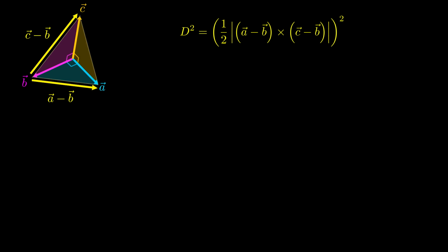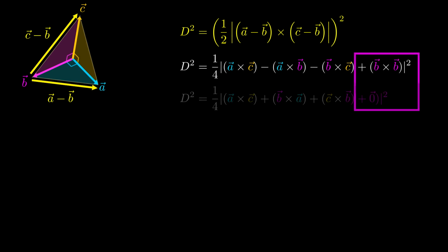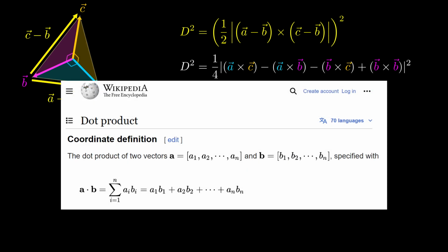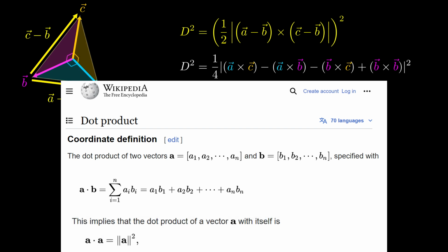We can expand these brackets to get 4 cross products, but the last one, vector b crossed with itself, is going to just give us 0. Next, we make use of the scalar product or dot product, which is obtained by multiplying the components of the vectors in pairs and adding them. And what's particularly useful here is that if you take the scalar product of a vector with itself, you end up with the length of that vector squared.